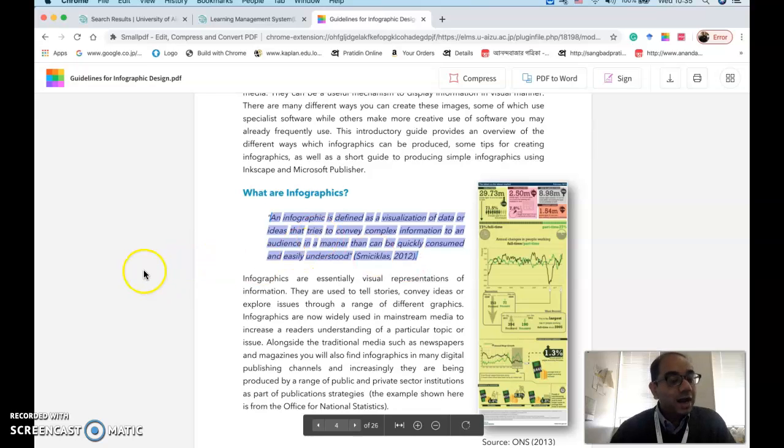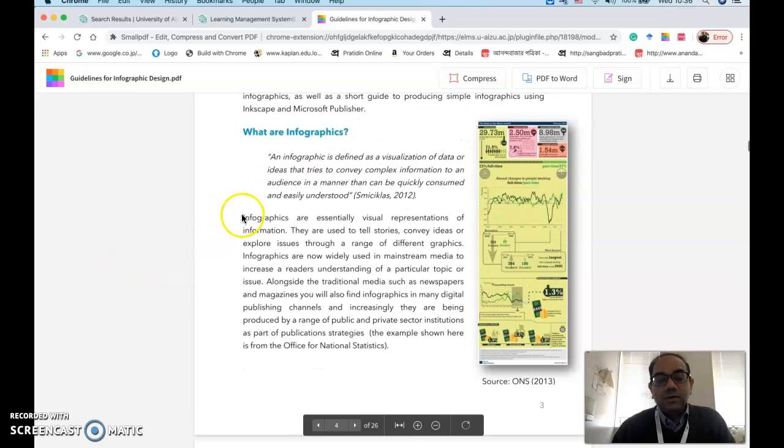So that's the idea of infographics, and it could be through data, through layout of various kinds of information in a very sequential, easy to understand way, which makes it easy for people who have no idea of the field whatsoever. So keep that in mind. Infographics are essentially visual representations of information. They are used to tell stories, convey ideas, or explore issues through a range of different graphics.